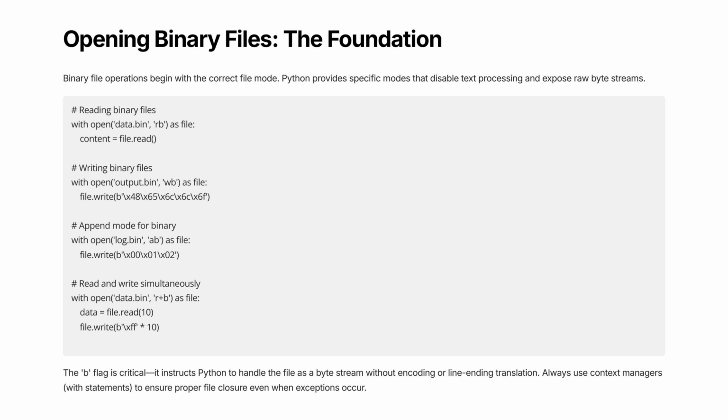Opening binary files in Python requires the correct file mode. Use rb for reading, wb for writing, ab for appending, and r+b for simultaneous read or write. The b flag ensures raw byte stream handling, avoiding text encoding issues. Context managers guarantee file closure, even if exceptions arise, maintaining data integrity.